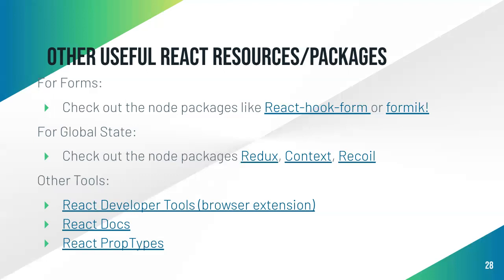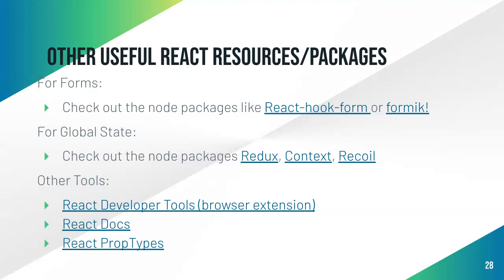And then React prop types. This is more like a code quality thing. JavaScript is an untyped language, but if you want to have the props that you pass into a component typed, we highly recommend using React prop types. And that's also a node package. Any questions about any of those resources?